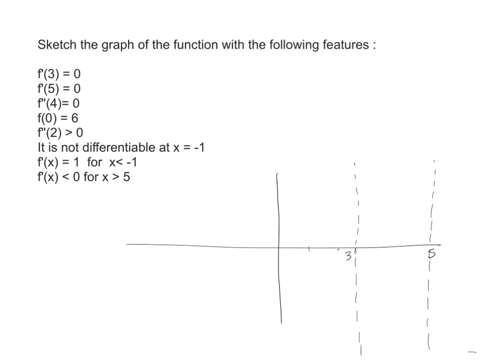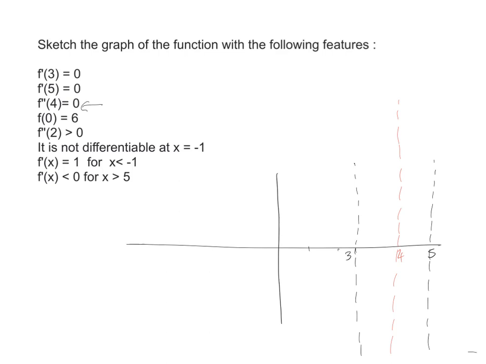Now this point here tells us that f''(4) is 0. So if the second derivative is 0, that means we've got a point of inflection. So at x equals 4, we know we've got a point of inflection. I'm just going to change the colour here, so we know that's a point of inflection.